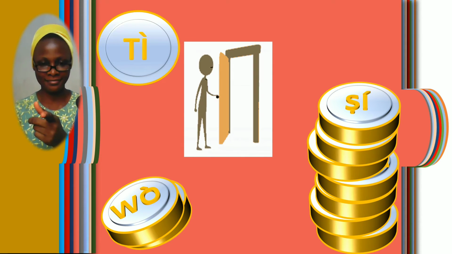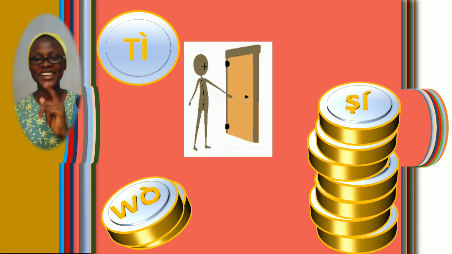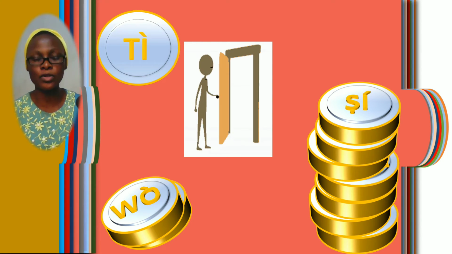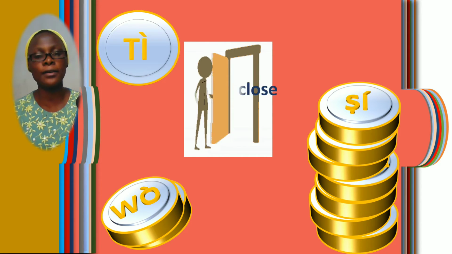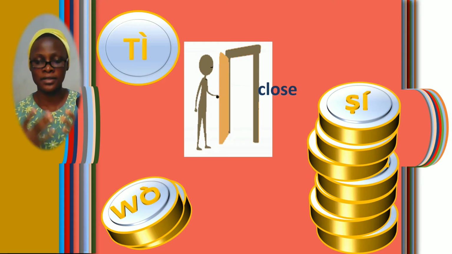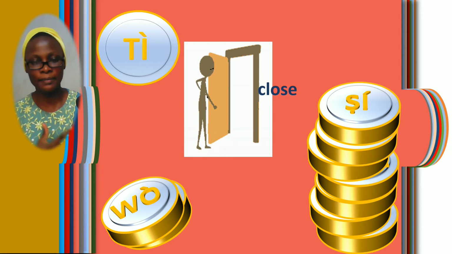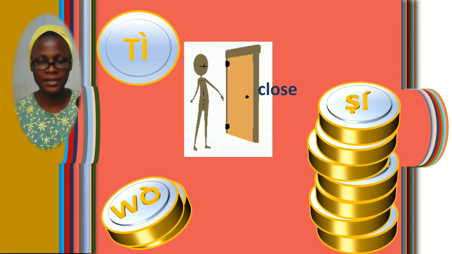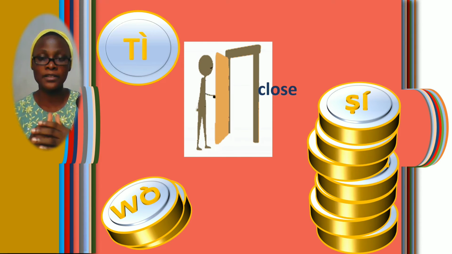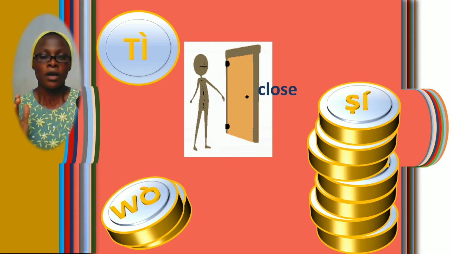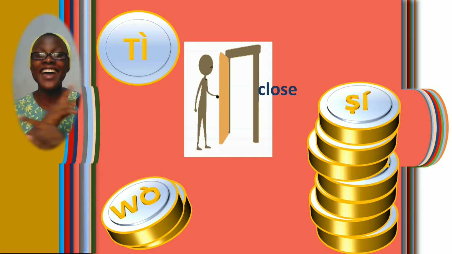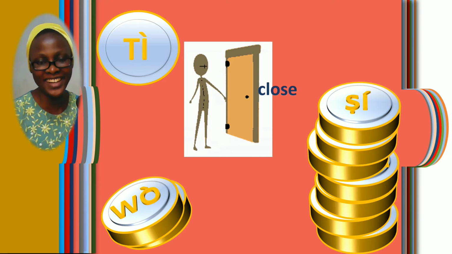Let me give you a clue there. I believe you already know what this is all about. So T is close. And one thing about this action word T and the one earlier on, you still remember? She is open, T is close. It's not only a door that you use them with. You use them with everything you can open and everything that you can close.